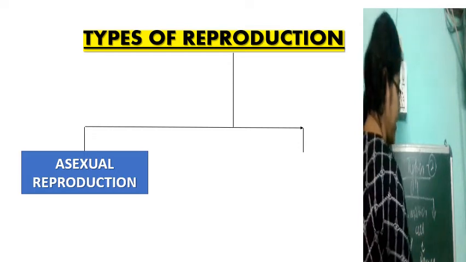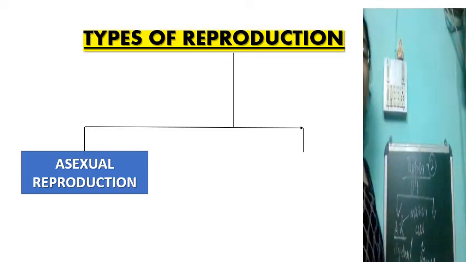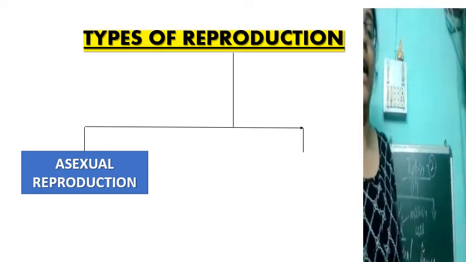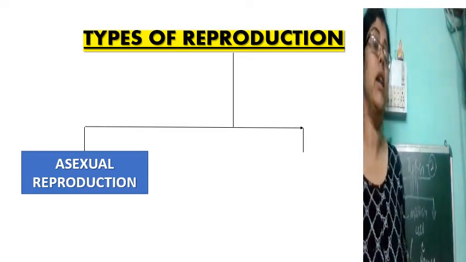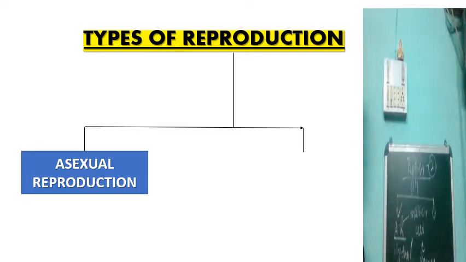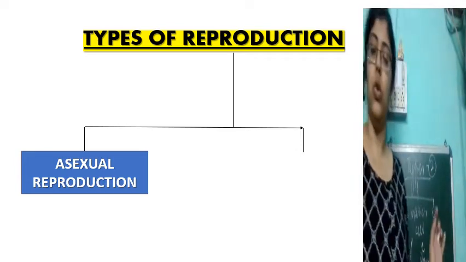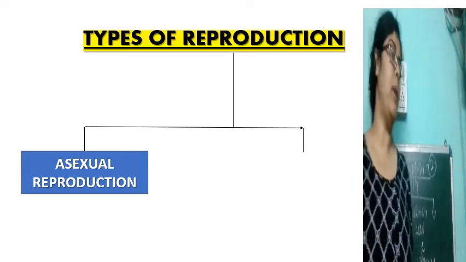And this kind of reproduction falls under asexual reproduction. So we can define asexual reproduction as the mode of reproduction in which only a single cell is required. For example, Hydra, amoeba, paramecium and so on. I hope this is clear to you by this time.